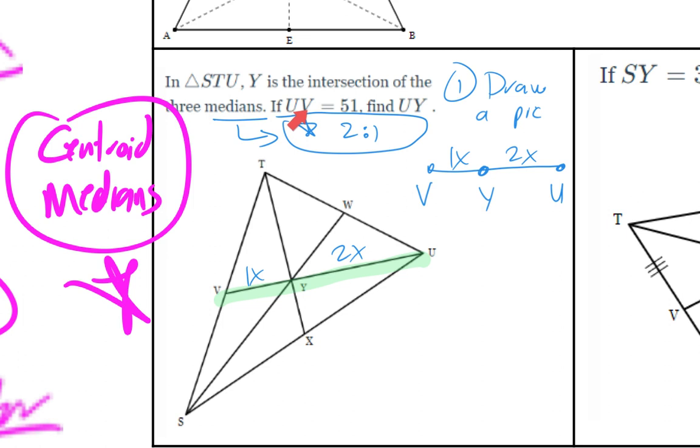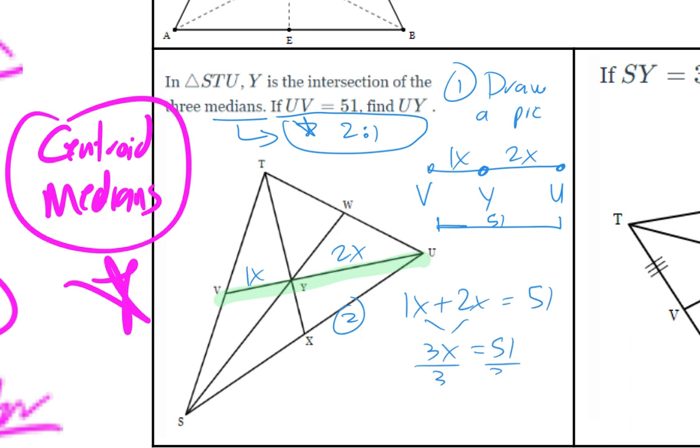It says UV is 51. So from U all the way to V is 51, right? So the whole thing is 51. Right, so now let's get back to what we did before. Part plus part equals whole. This part plus this part equals the whole thing. So 1x plus the 2x equals 51. That's our second part, we're going to set up our equation. So now we know 1x and 2x gives us 3x's, right, equals 51. Now we're just solving. The last step is divide both sides by 3, so that means x equals 17.